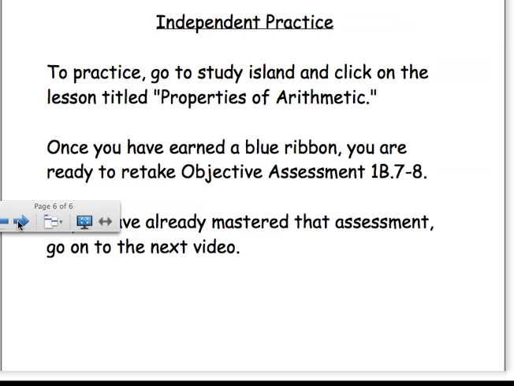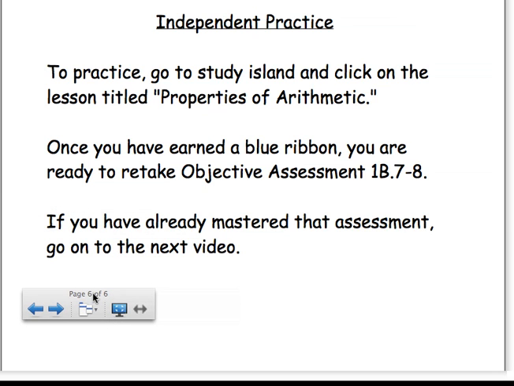In order to practice these properties, rather than giving you my own practice problems, I looked at the Study Island assignment for this, and I think it actually works really well for this lesson. So to practice, go to Study Island and click on the lesson titled Properties of Arithmetic. Once you've earned a blue ribbon, you're ready to retake Objective Assessment 1B, points 7 through 8. If you have already mastered that assessment, you will then be able to go on to your next video. Good luck.